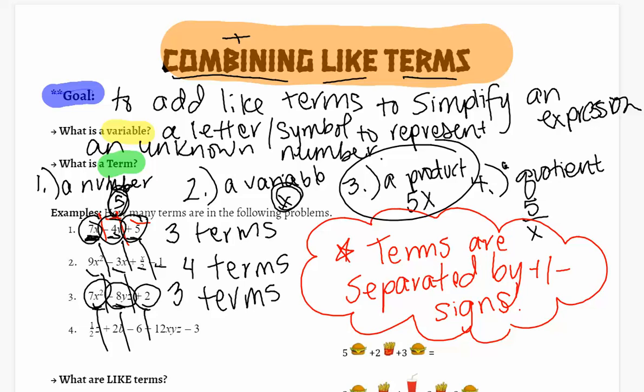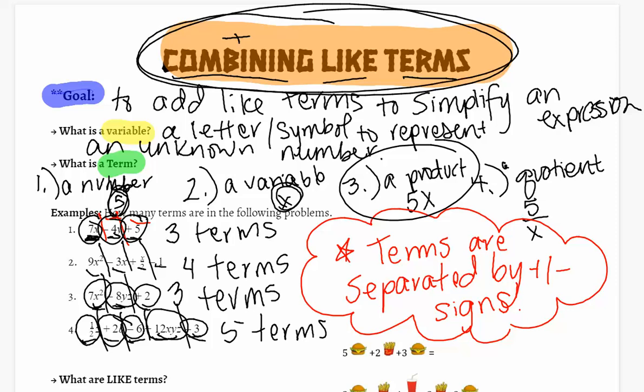If I look at my last one, I draw my slashes because it helps my brain. I have 5 terms. This is a product because it's 1/2 times z. This is a product, this is a number, this is a product of a lot of variables, and that's a number. Okay? So with our main heading, combining like terms, we know combining means to add.